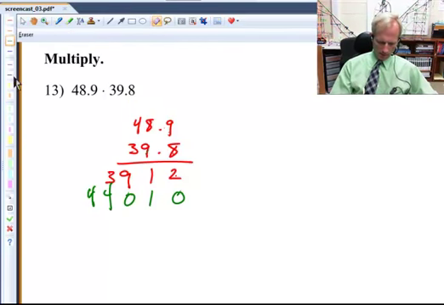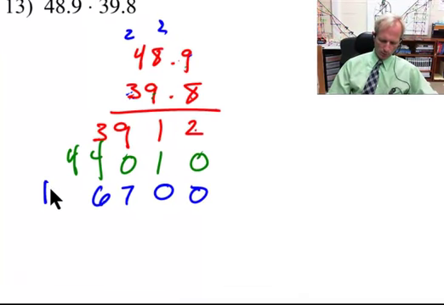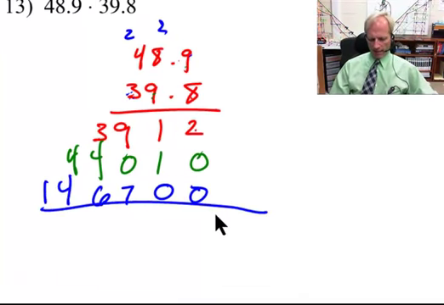Alright, and now lastly, let me try the 3. So this time I'm going to put 2 zeros there. 3 times 9, 27. Carry the 2. 3 times 8 is 24. Plus 2 is 26. Carry the 2. 3 times 4 is 12. Plus 2 is 14.